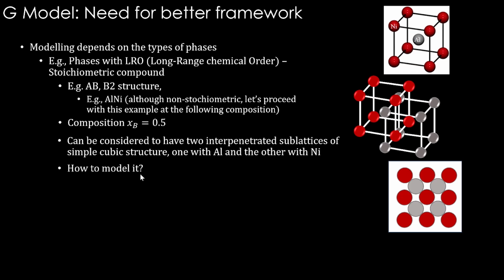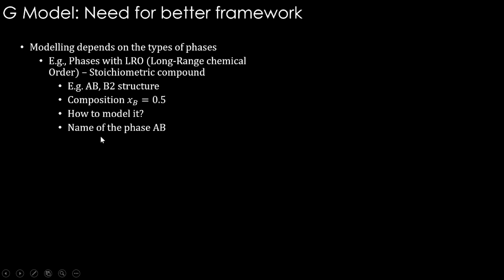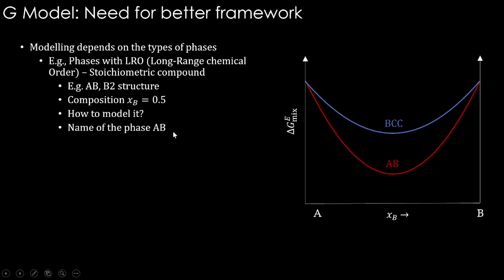See, why we are asking this question of how to model it now is because we need to get the information that it is an ordered phase, that long range chemical order is there in this phase. How do we get that? Name of the phase, let's call it AB in the model. This is the excess Gibbs energy of AB and this is for BCC, some other phase, let's say. Compared to these two, you can see AB is lower. So obviously in Gibbs energy competition, this phase is going to become stable. Now what we need is these Gibbs energy values, which should come from this equation for AB's Gibbs energy description.